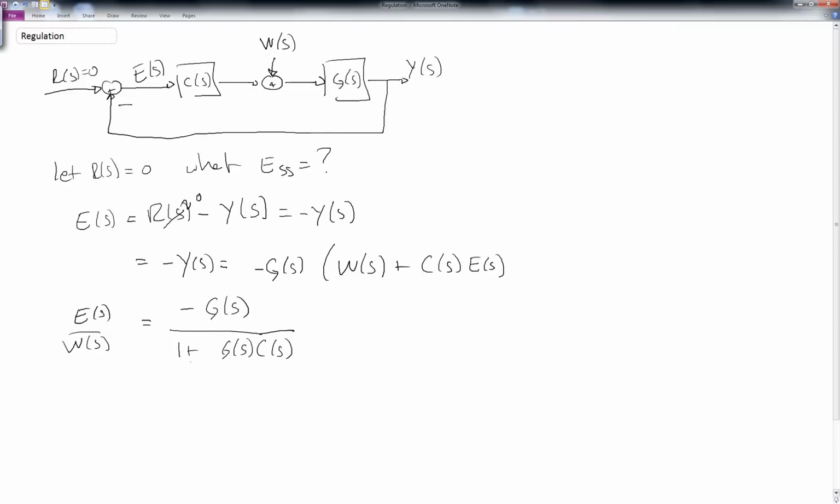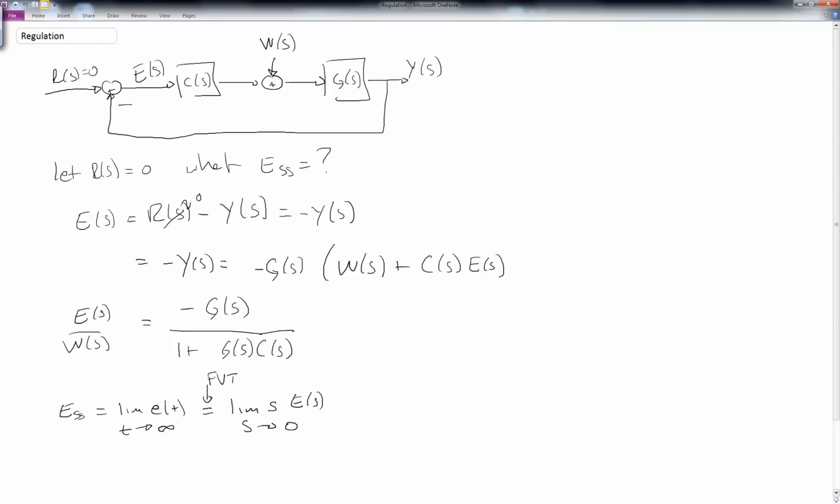This is known as the error transfer function for regulation, and notice it looks very similar to the error transfer function for tracking, only instead of a 1 in the numerator we have G(s), and we have this minus sign. So this is going to be important when it comes to looking at what these steady state errors actually are. Again, we define the steady state error as the limit of e(t) as t goes to infinity. And if the final value theorem applies, we can say that's the limit of s times E(s) as s goes to 0.